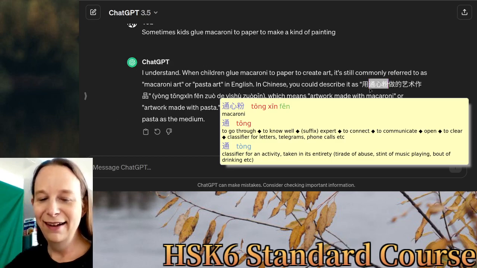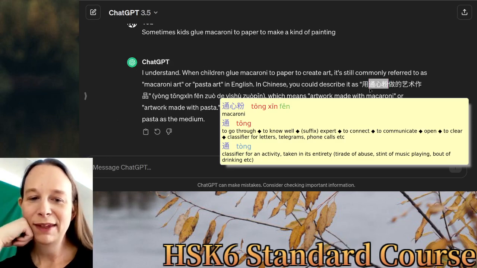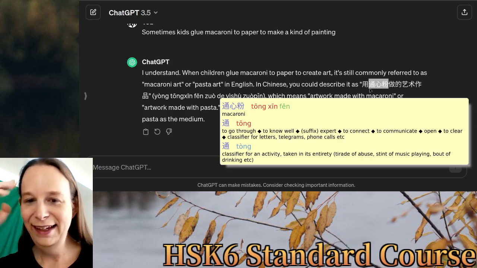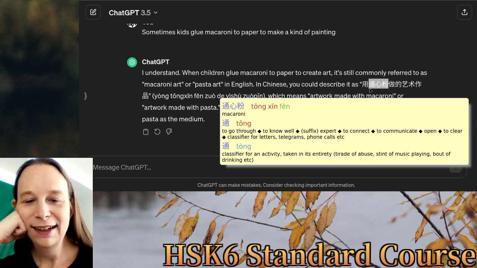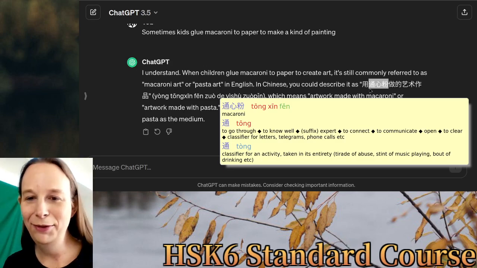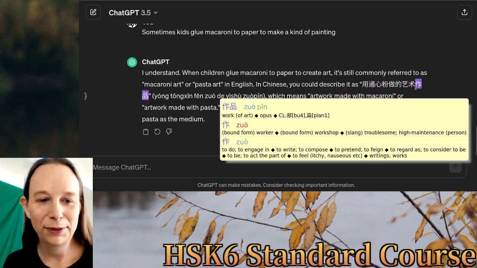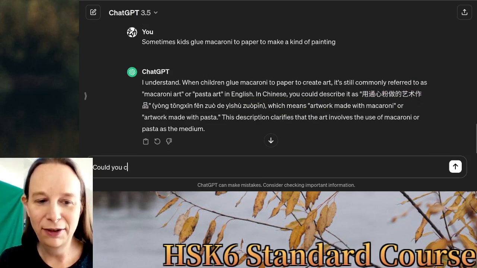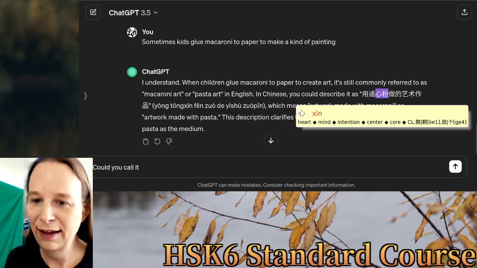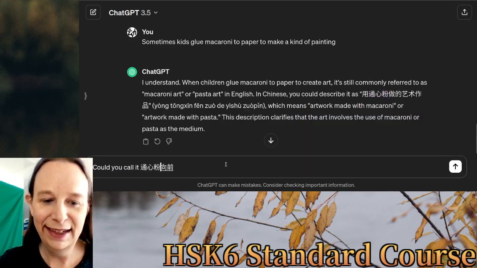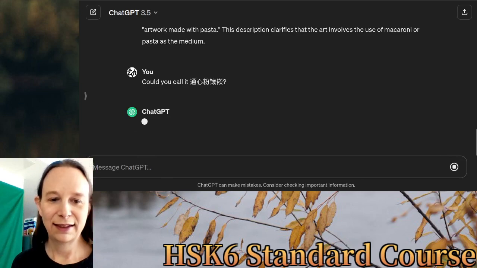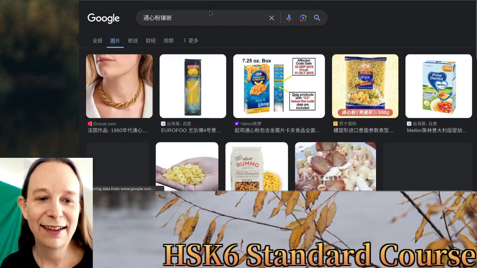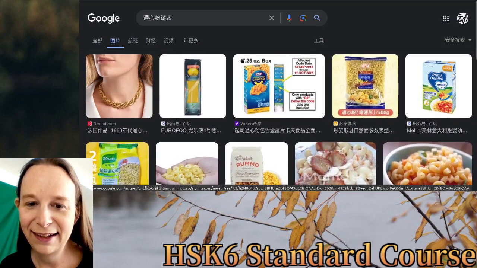Tong xin fen. Tong. Oh, okay, so there's tong feng de tong, right? So this is flowing. Xin is heart, but here it means inner, inside, right? Fen. Fen si, right? Like noodles or something. Zuo yishu. Okay, this might not be. Could you call it a macaroni mosaic? Xiang qian. Let's Google it. See if people have made a macaroni mosaic.